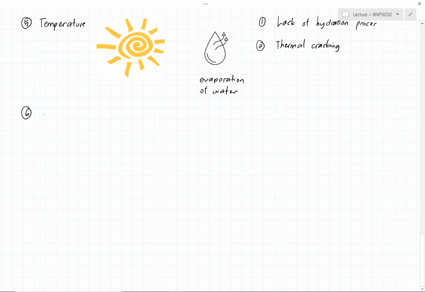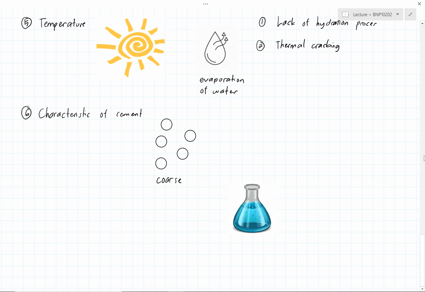The next factor is the characteristic of cement. Let's say I have a beaker full of water. At the left side, I have coarse cement particles, while at the other side, I have fine cement particles. From these two types of cement, which one do you think will dissolve faster? The fine particles will dissolve faster in the water.